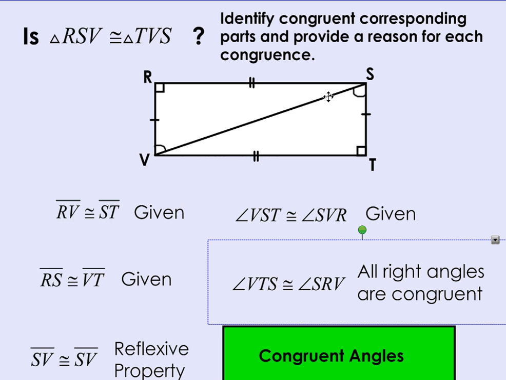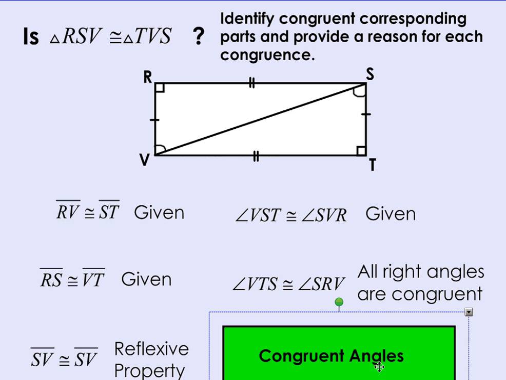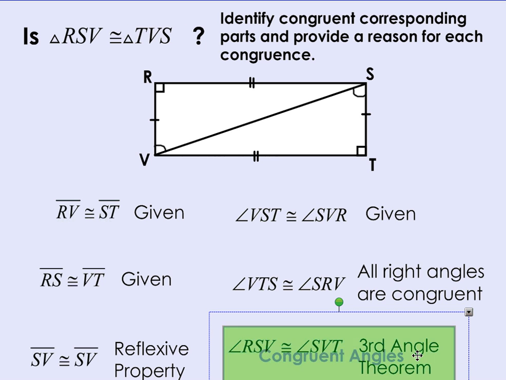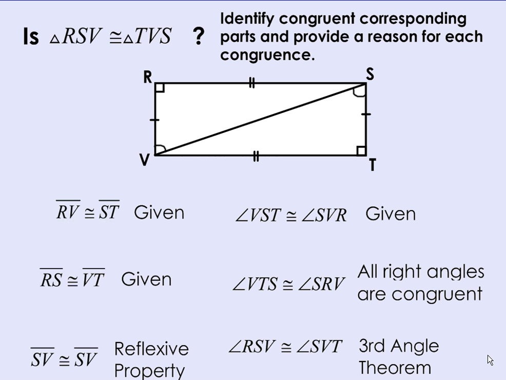This leaves us at the third angle. We need to show that angle RSV is congruent to angle TVS, this angle over here. And we can do this because of a theorem that's called the third angle theorem. So if we've already shown that 2 out of 3 angles are congruent to 2 out of 3 angles of another triangle, then that last angle has to be congruent to the last angle of the other triangle. So we can now say that RSV is congruent to SVT based off of the third angle theorem.